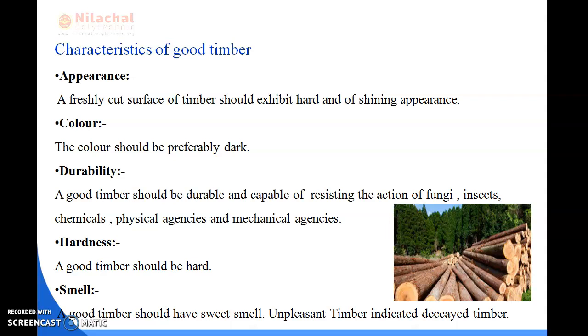You can see here I have already shown the images of the timber. It has been cut and placed in a proper shape and size. It has been placed here. So next is color. The color should be preferably dark.